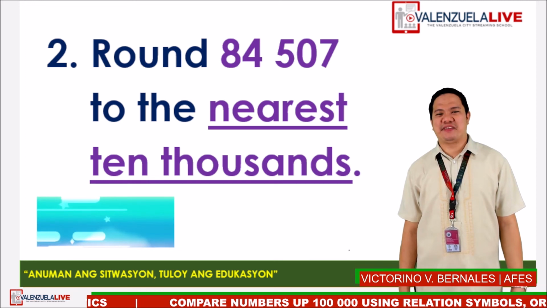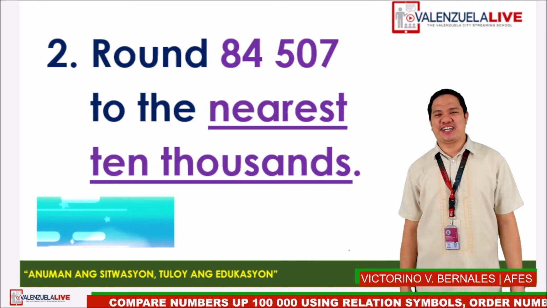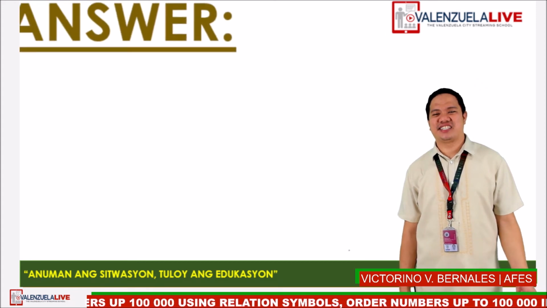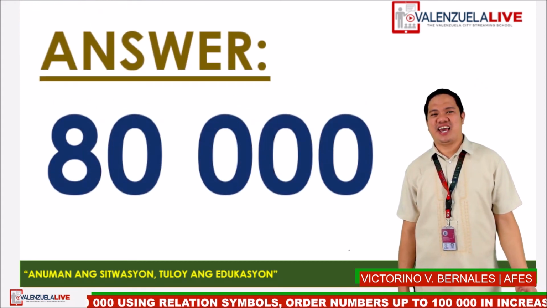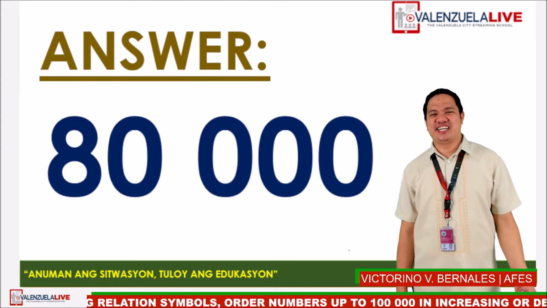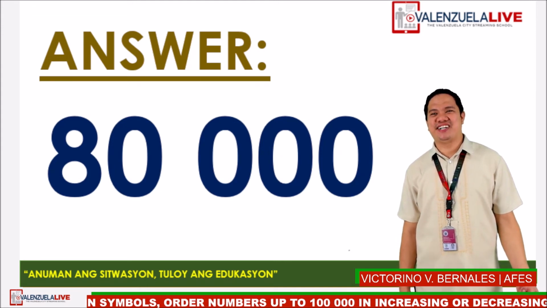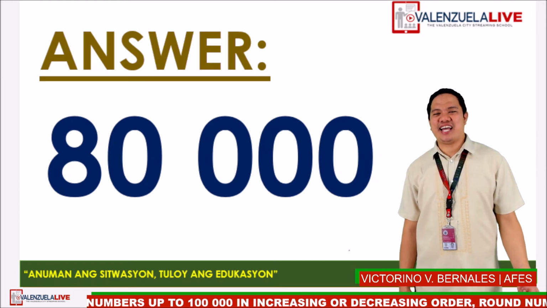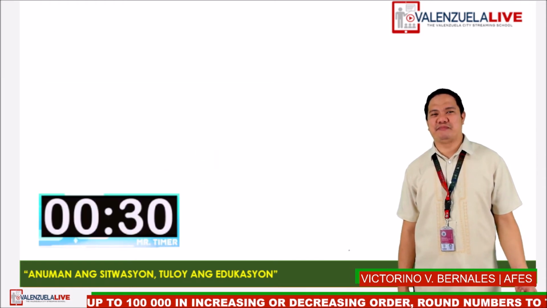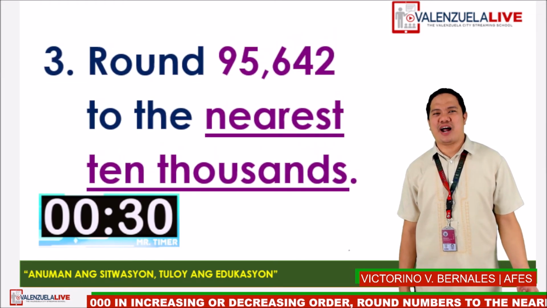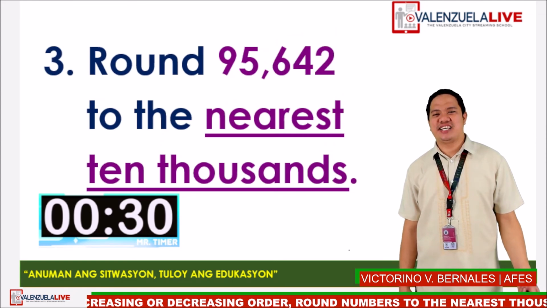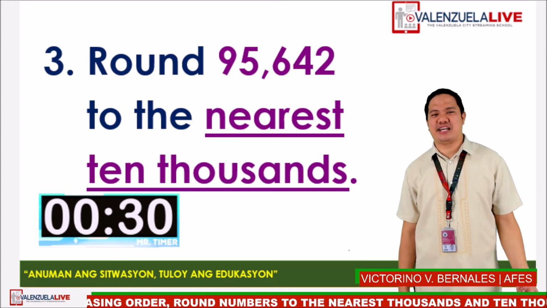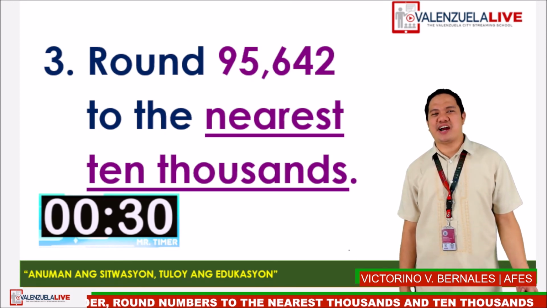Time's up. Let's now check your work. The answer is 80,000. Did you have the same answer? Great job. Now, let's try our last problem. Round 95,642 to the nearest 10,000s. Your timer starts now.